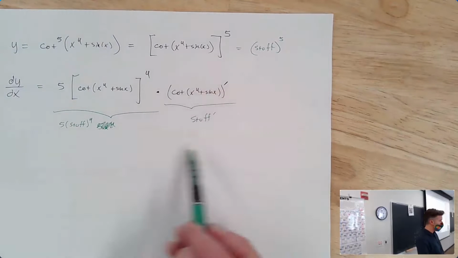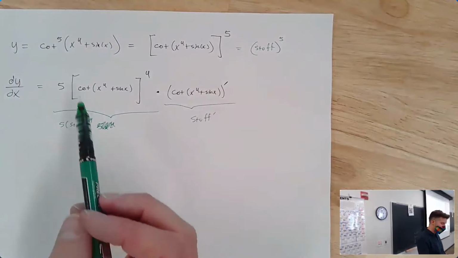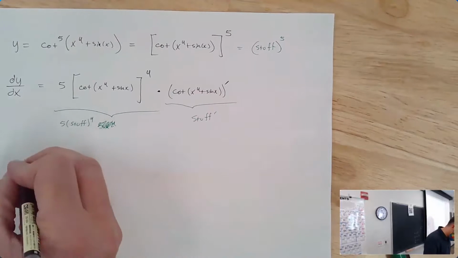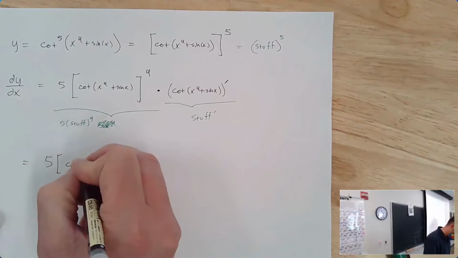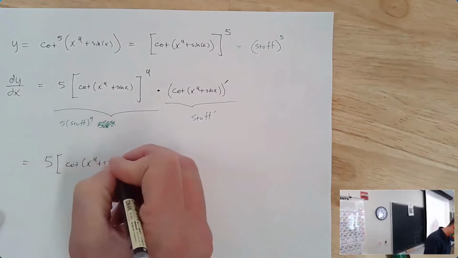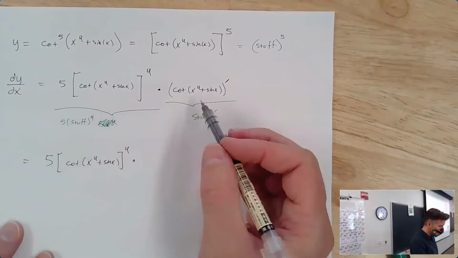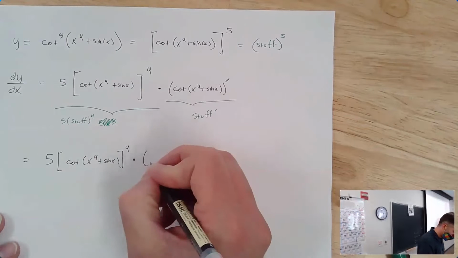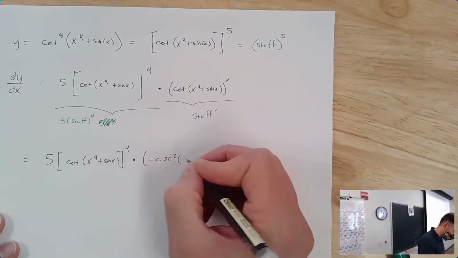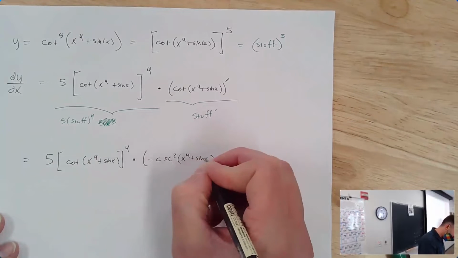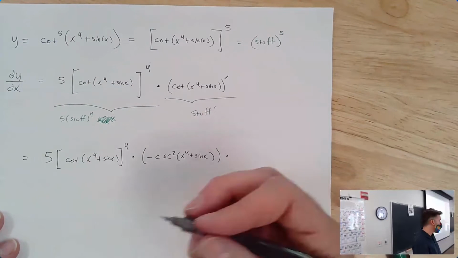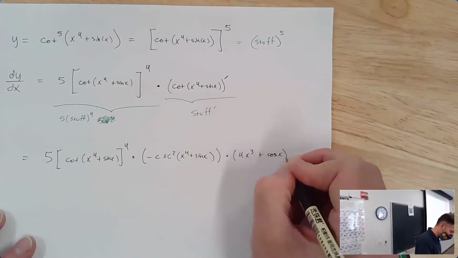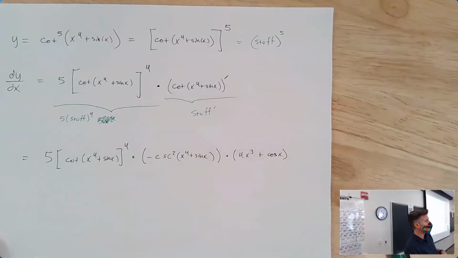You don't have to write it out in 2 steps like this, but you can. You can say it's 5 times my stuff to the 4th times the derivative of the stuff, and then in the next step, actually write the derivative of the stuff. So we could totally then write 5 times cotangent of x to the 4th plus sine of x, to the 4th, times the derivative of cotangent of some new stuff. The derivative of cotangent of some new stuff is negative cosecant squared of the new stuff, x to the 4th plus sine of x. And then I have to multiply by the derivative of the new stuff, which is 4x cubed plus cosine of x. And that is how you apply the chain rule multiple times.